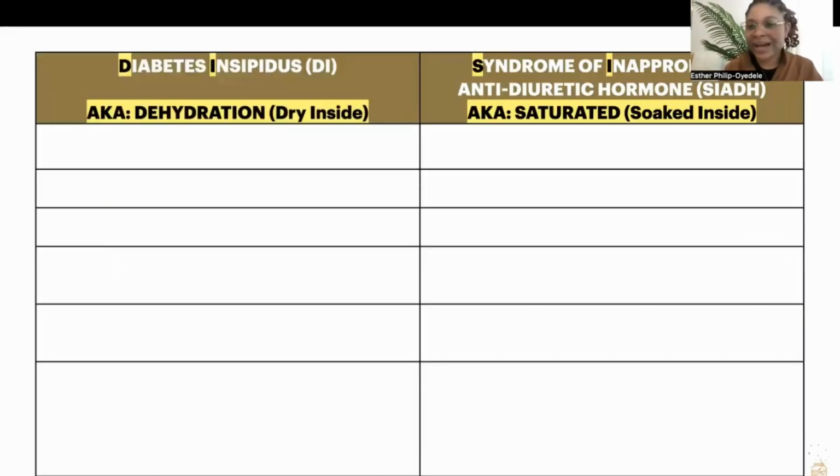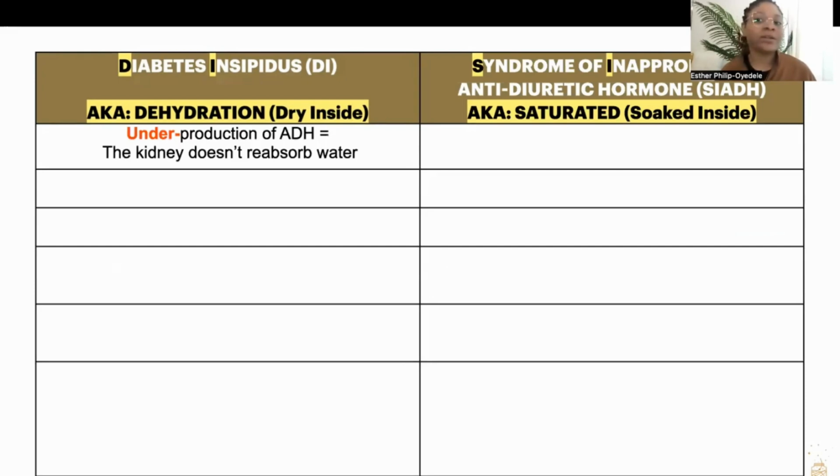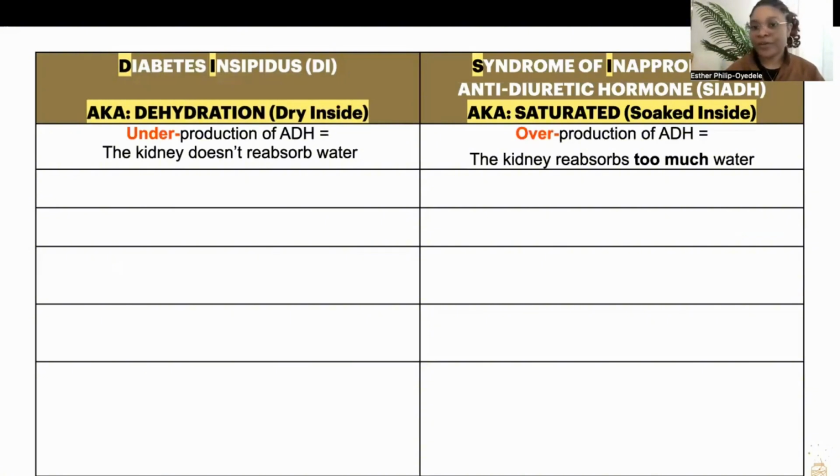All right. Now let's break down and compare these two side by side. It's always easier to look at DI and SIADH side by side so you can just see how the symptoms change. Once again, DI is underproduction of ADH. My kidney is not pulling back water into my body. SIADH is overproduction of ADH. My kidney is pulling back too much water into my body. So because with DI my kidney is not pulling back a lot of water, I'm going to be peeing everything out. So I'm going to have a lot of polyuria. Urea is urine. Poly, too much, many. Polyuria. So I'm peeing a lot.